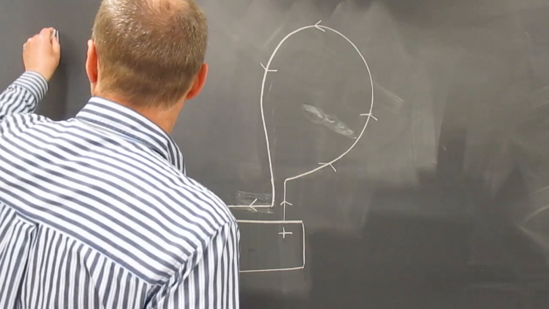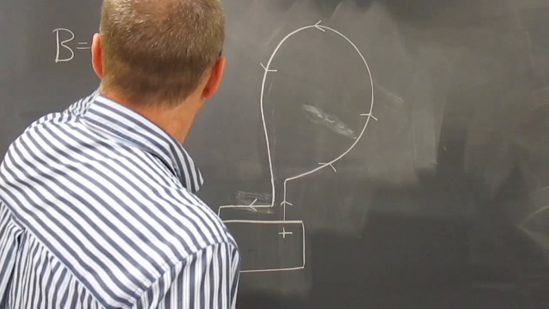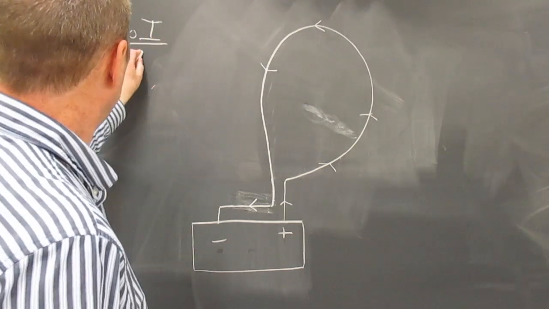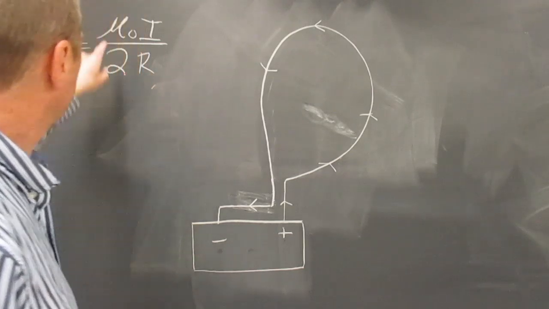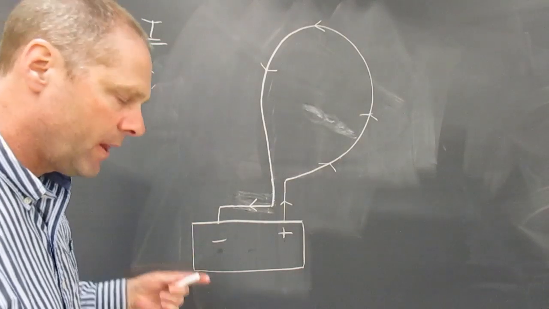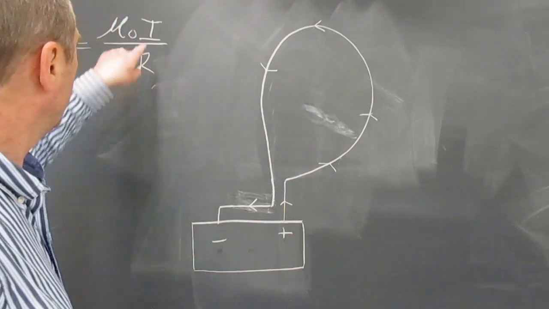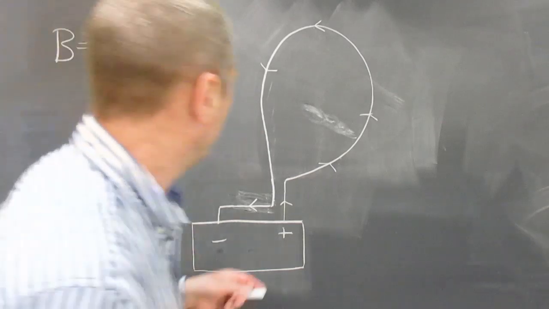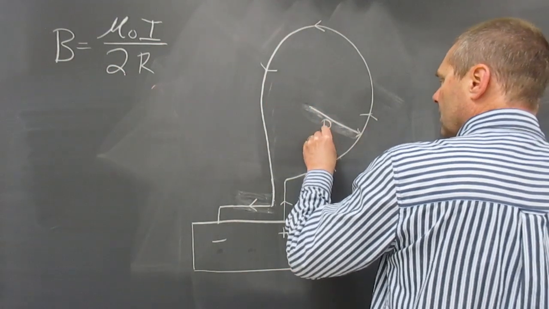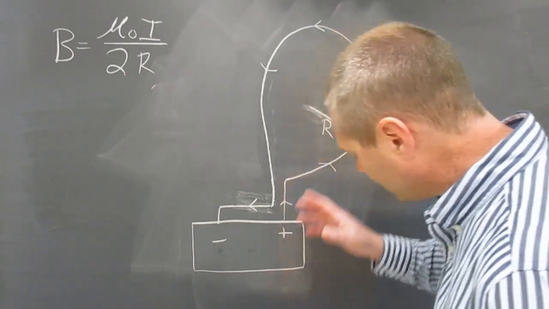And the strength of that magnetic field is going to be mu naught I upon twice the radius. So mu naught is the permeability of free space. This is how well a magnetic field propagates through a vacuum, how you can think of it. I is going to be the current, and R is going to be our radius of this loop.